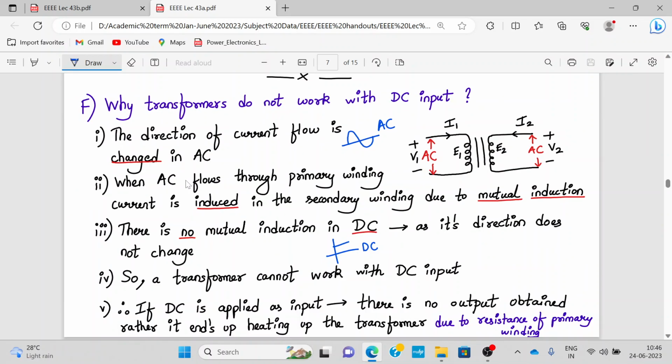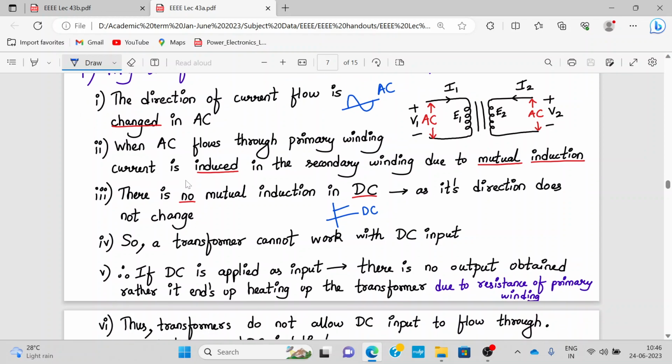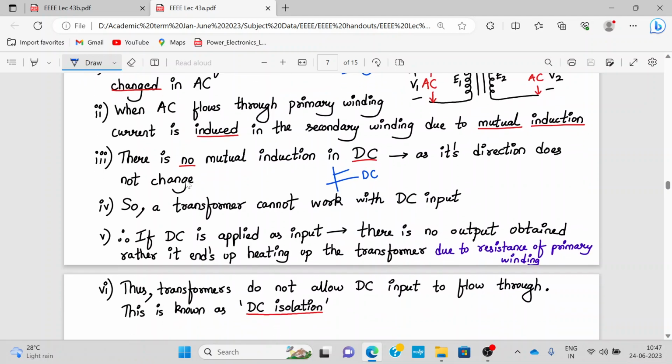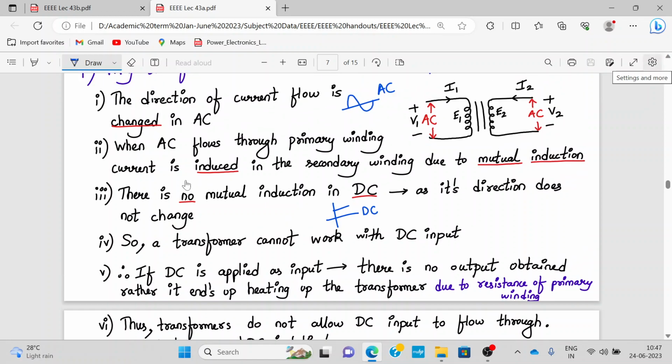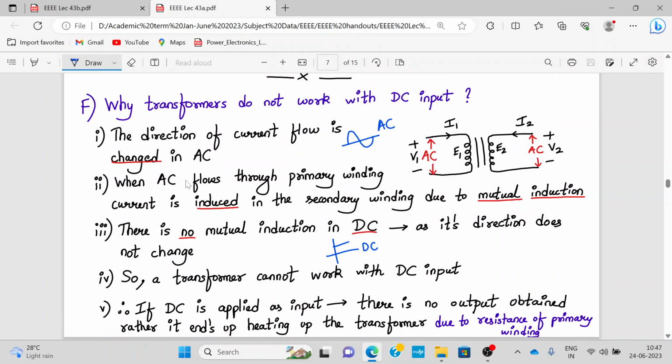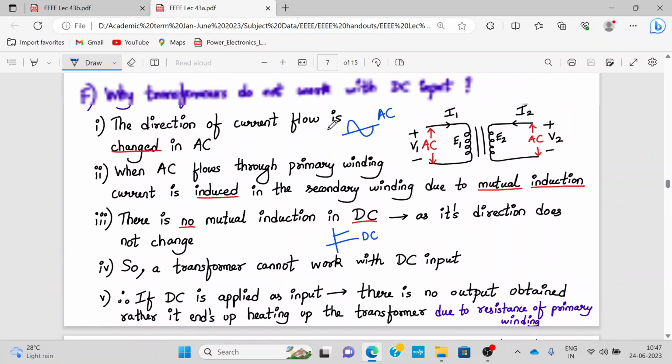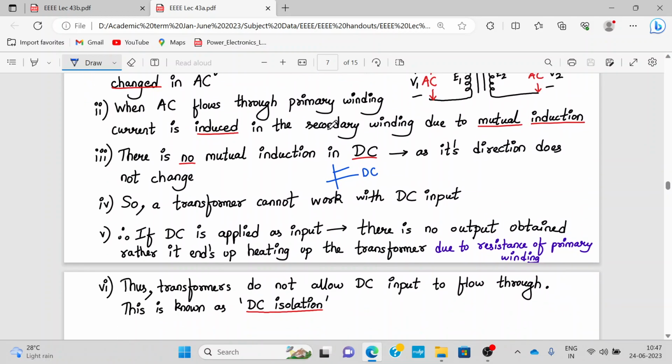Now let's say you forcefully apply DC as the input. What will happen? There will be no output obtained at all, first of all. Rather, you will end up heating the transformer, because there is winding resistance. Therefore, your transformer does not allow any DC input to flow through it, and this property of the transformer is called DC isolation. A transformer only allows AC input to go through and only provides AC output. So be very careful while answering the question. If they ask you in the exam, it will be for 5 marks, and this is the plain answer to it.